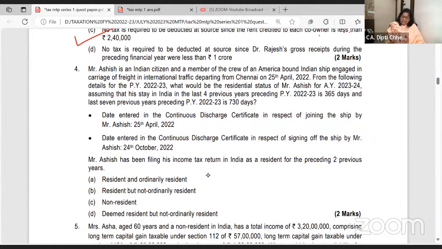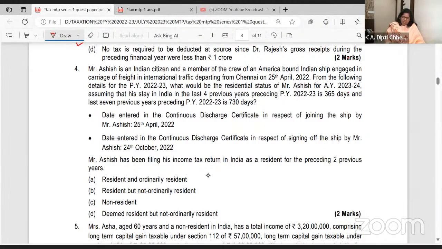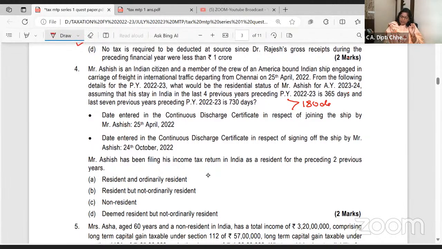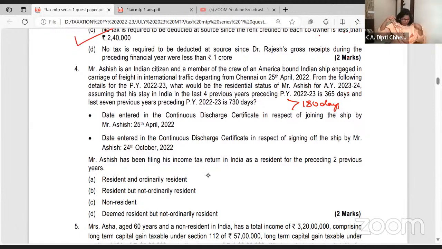Ashish is an Indian citizen and a member of the crew of a America-bound ship engaged in freight. From the following details, what would be the residential status of Ashish? Assuming that his stay in India in the last 4 years exceeded 365 days. But because he is a member of a crew, or goes out for employment, the second basic condition is not applicable. 60 days plus 120, so he has to stay in India for more than 182 days. A person who is going out of India for employment, or a person who is going out as a member of crew.